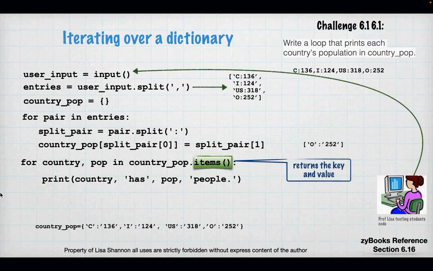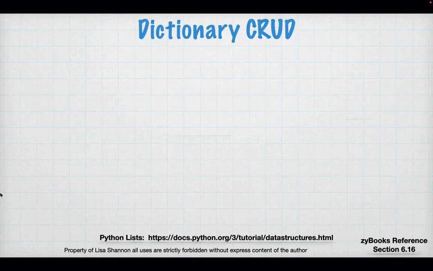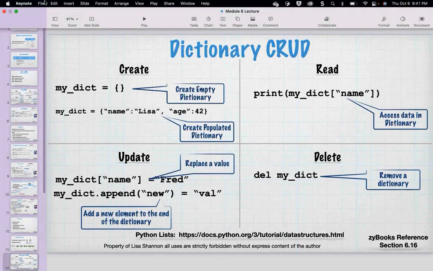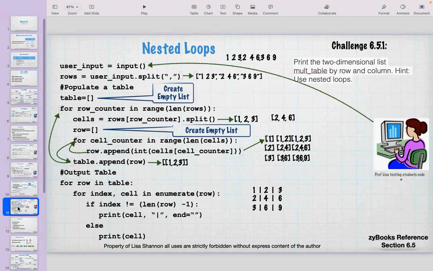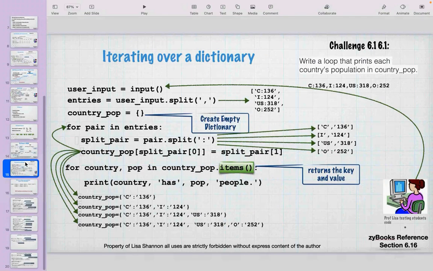And now I'm going to print country, comma, have, comma, pop, comma, people, period. And I didn't put spaces in there, and I should have. So my apologies. Let's go to the next one. So that's basically what it was.